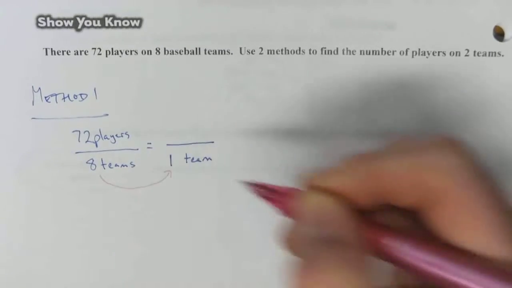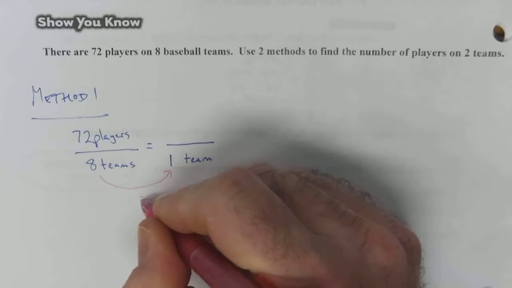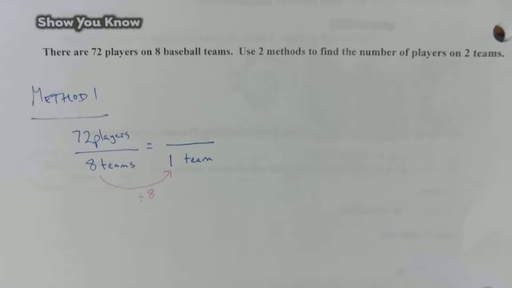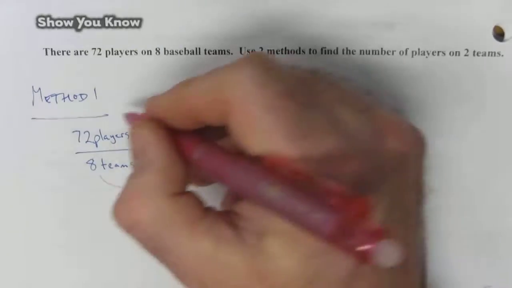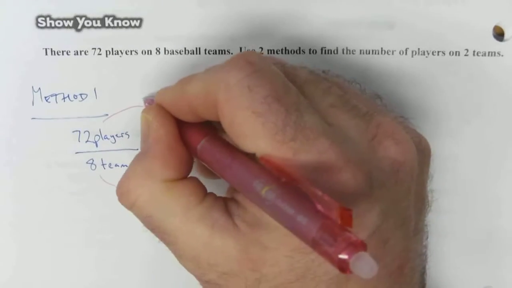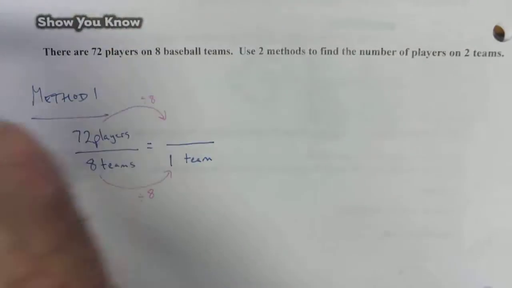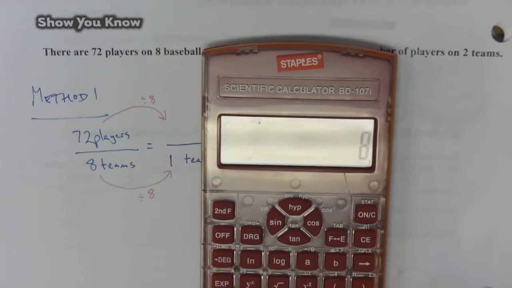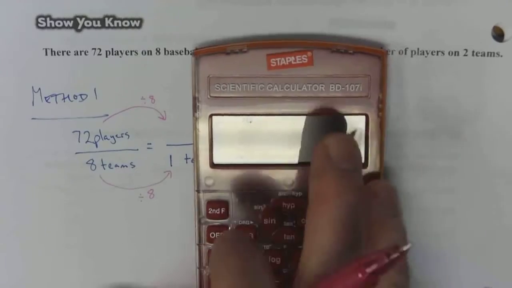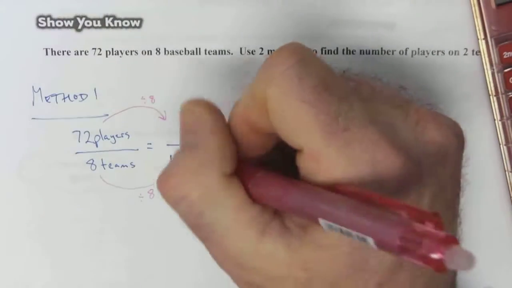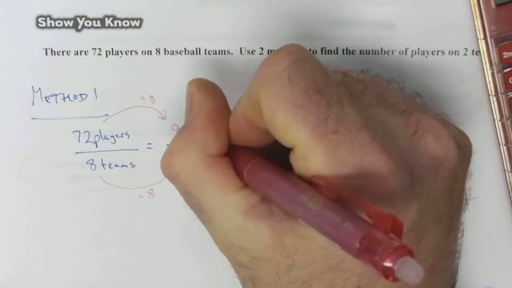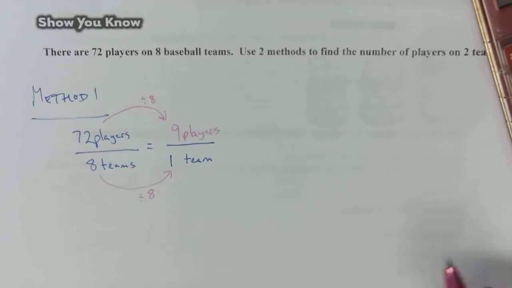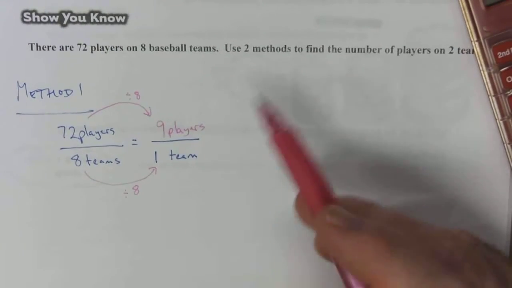To go from 8 down to 1, we're going to divide by 8. If I do that on the bottom, I have to do that on the top as well. Divide by 8. And when I do that, 72 divided by 8 equals 9. So I'm getting 9 players. So there are 9 players on one team.